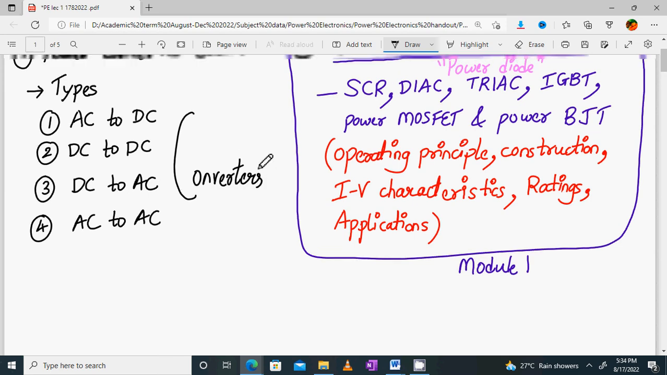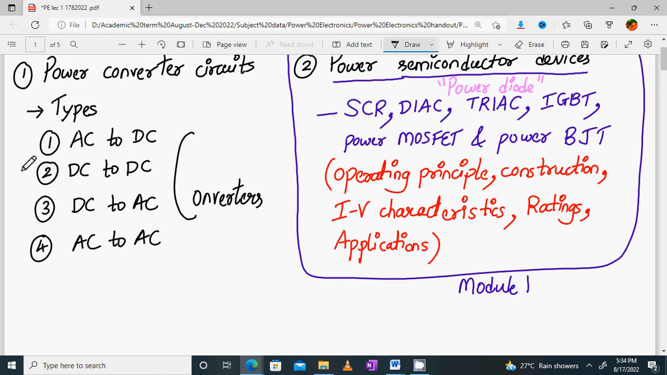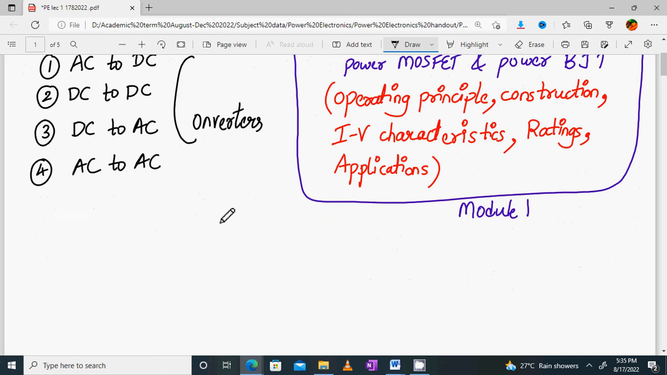For each of these four types, for example AC to DC, there is one complete module based on that. AC to DC is called a rectifier, right? DC to DC is called a chopper. DC to AC is called an inverter, and AC to AC converter is named as AC to AC converter itself.